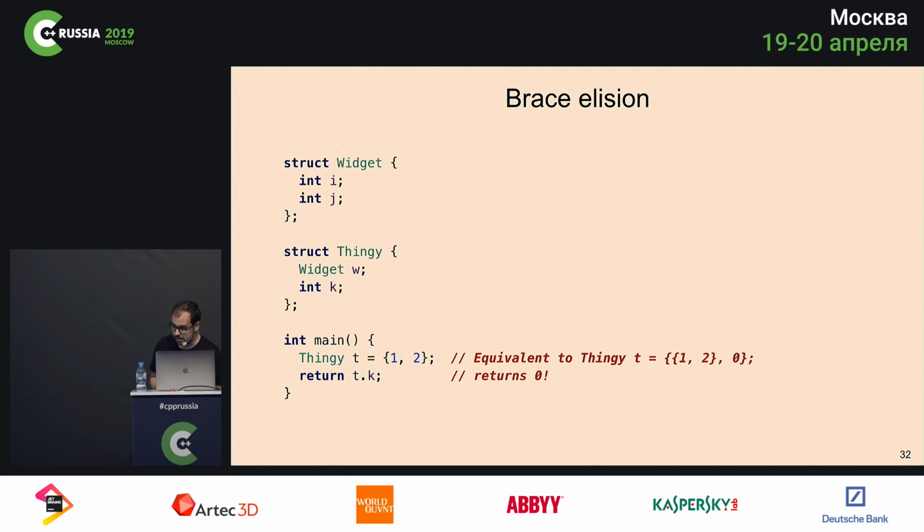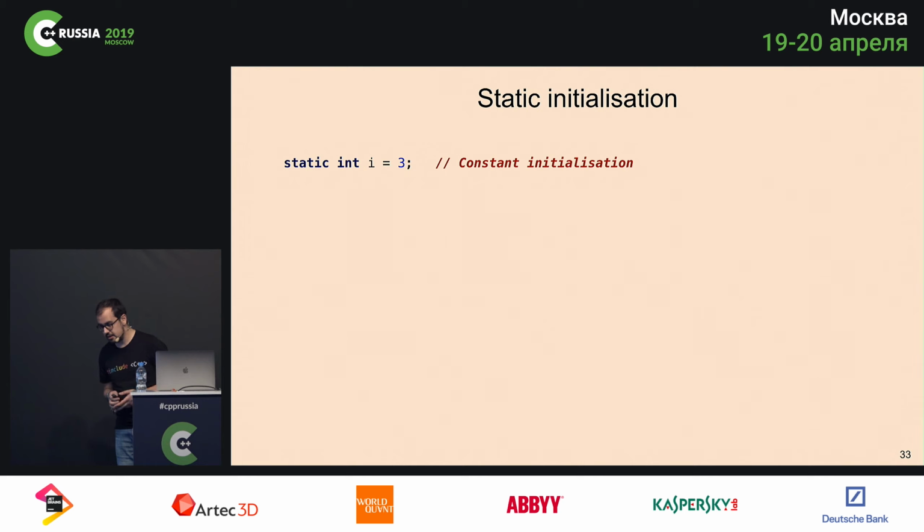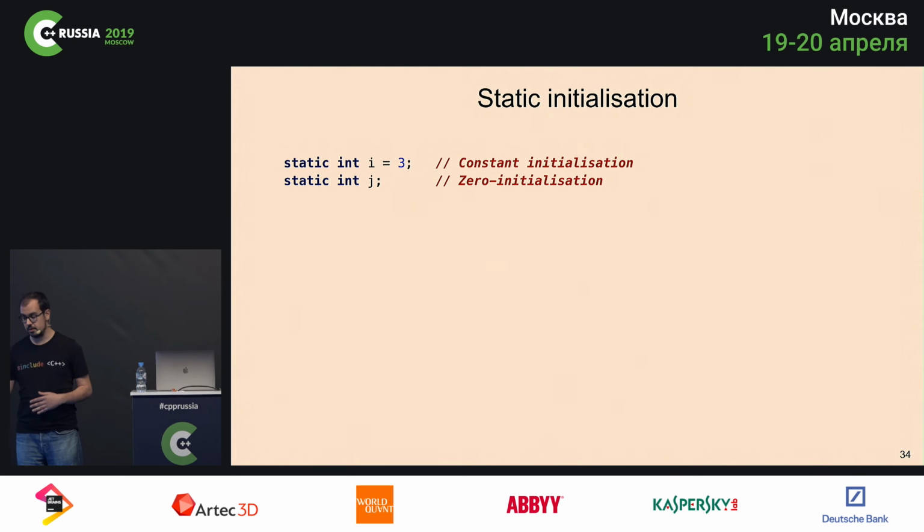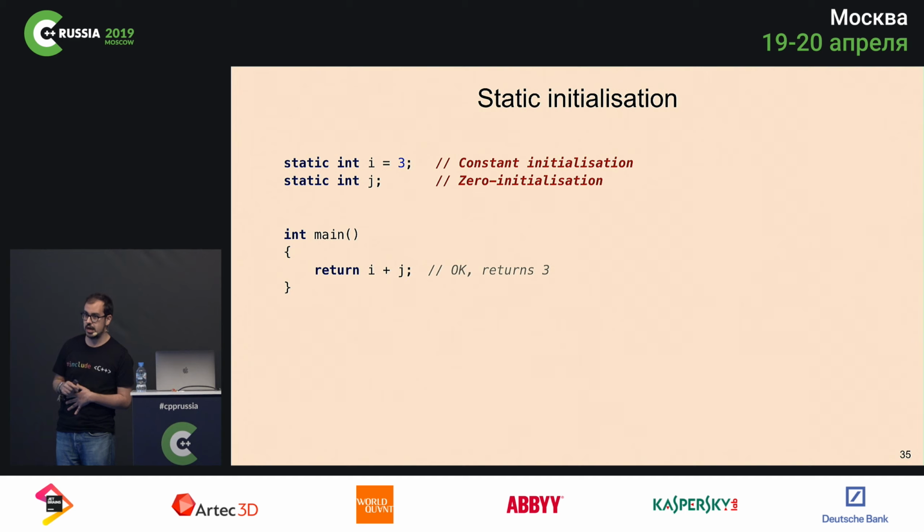And then the last kind of thing that we inherited from C is static initialization, right? So if you have a static variable, then it has the nice property that actually it always will be initialized. That's great. And it comes in kind of different flavors. So one of them is if you initialize it with a constant expression, then you're going to get constant initialization, which is this example with the int. And that means essentially it happens at compile time. And then if you don't initialize it, then if it's static, it's going to be zero initialized. So this is a special rule. Static variables are zero initialized by default, which means that this program, even though you didn't give the J an initializer, is actually OK. So it's going to return 3 plus 0, which is 3.